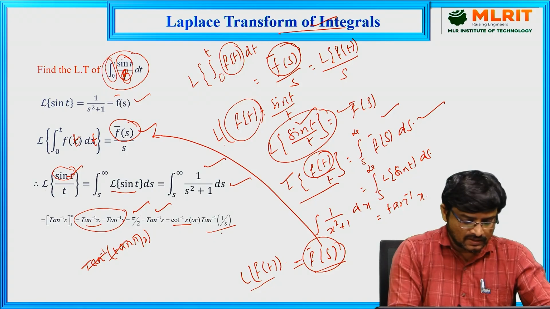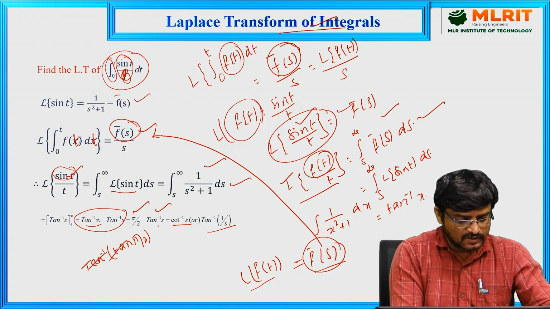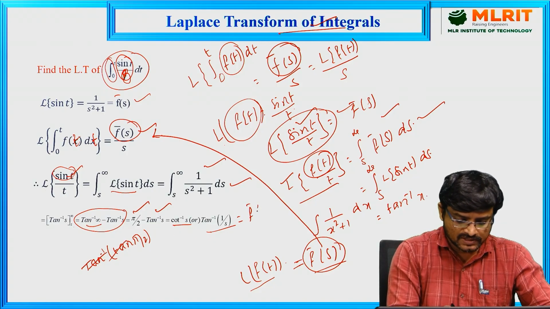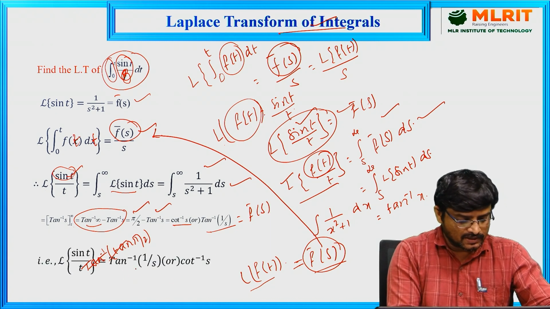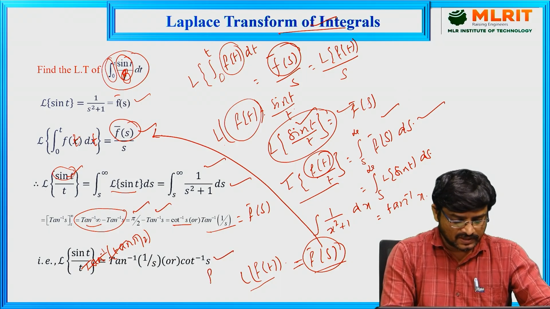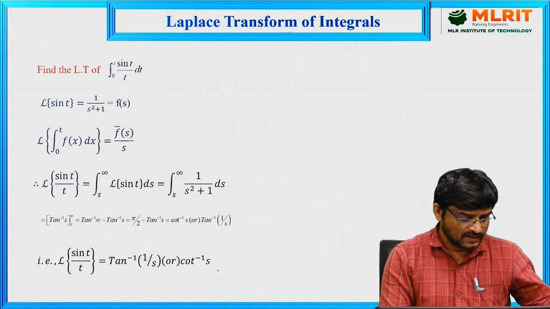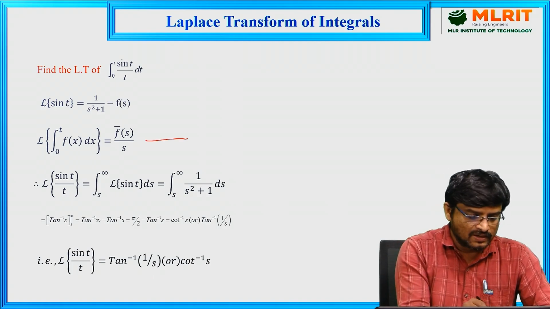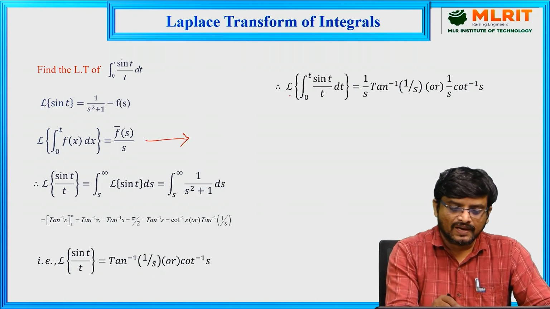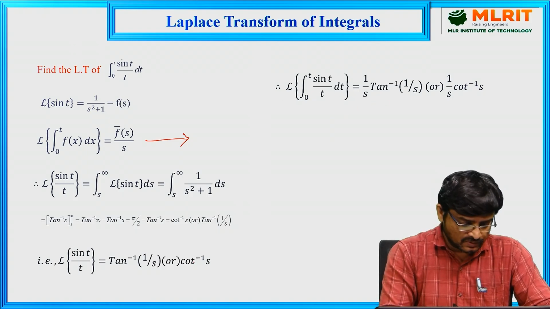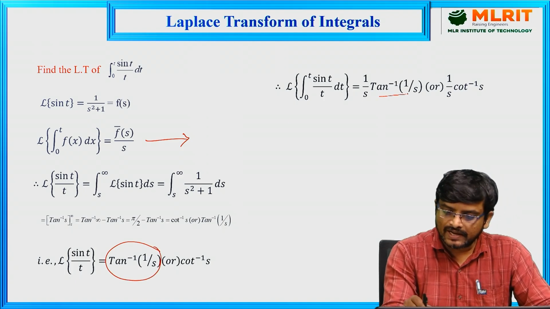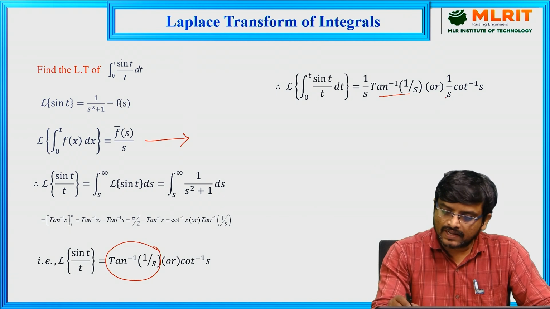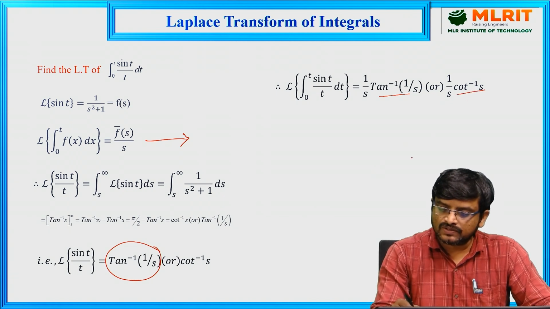Now we got this value here, pi by 2 minus tan inverse s. You consider this value as f bar of s here. Finally, Laplace transform of sine t by t is equal to this value, this is our f bar of s. Now after getting this f bar of s value, replace that value in this formula. So Laplace transform of integral 0 to t of sine t by t dt is equal to 1 by s into tan inverse of 1 by s. Otherwise we can take it as 1 by s into cot inverse of s.